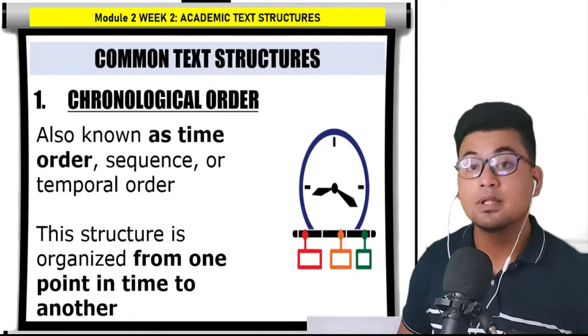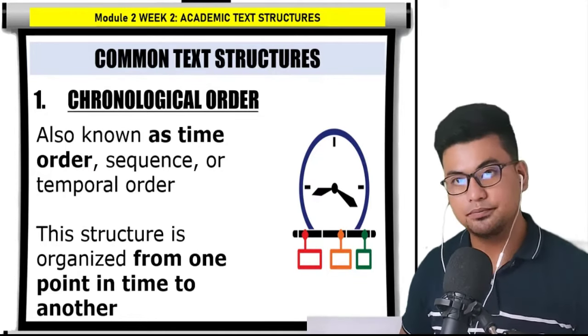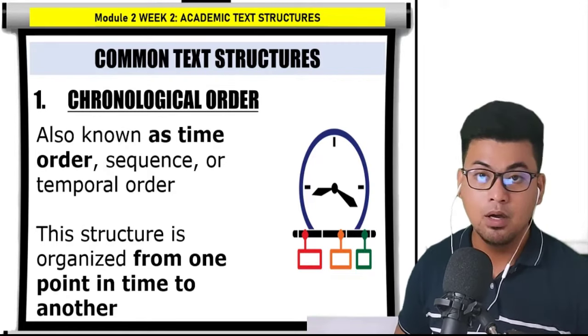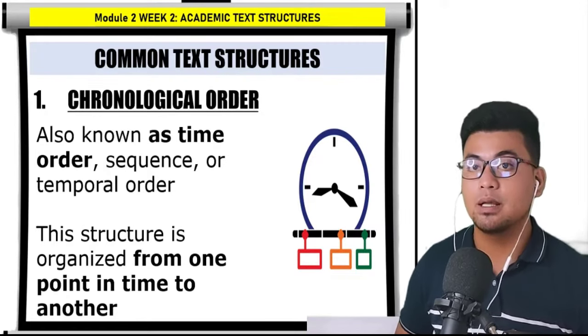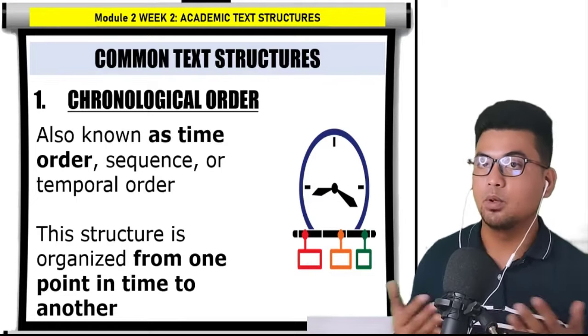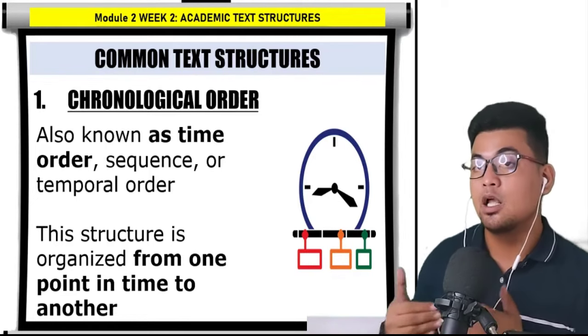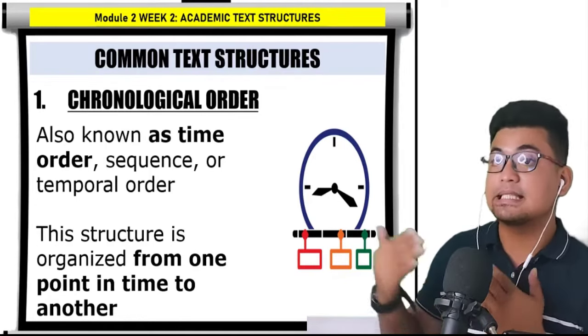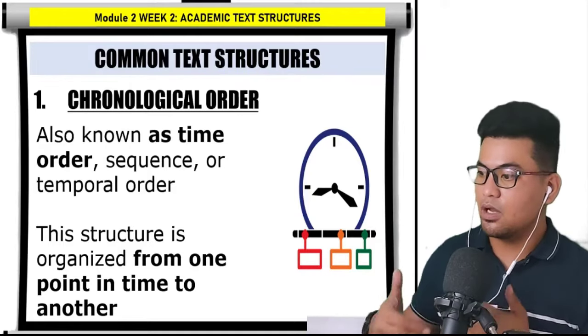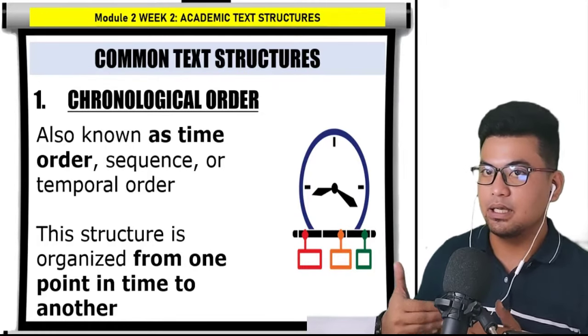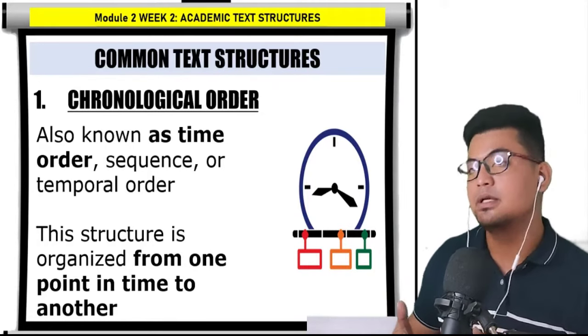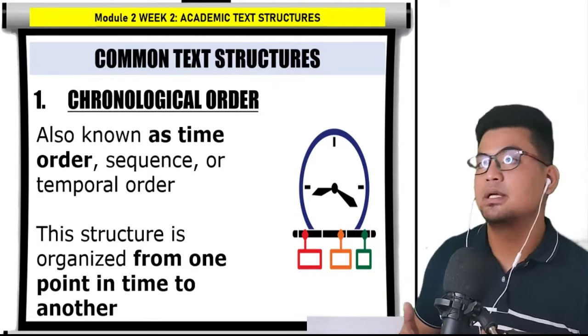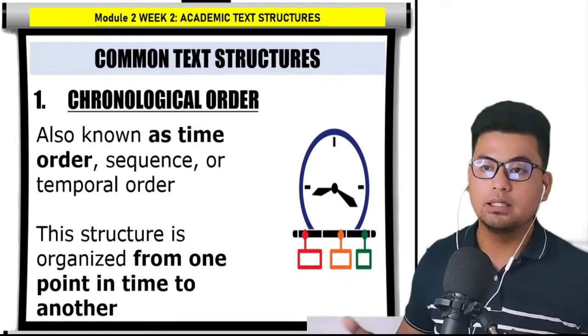So, number 1, the first common text structure, and I think the most common and the easiest, is the chronological order, also known as time order, sequence, or temporal order. From the word itself, chronological, chronos, which means time. So it talks about the time, the season. It can even be a year, a date, a month, anything that goes with order.